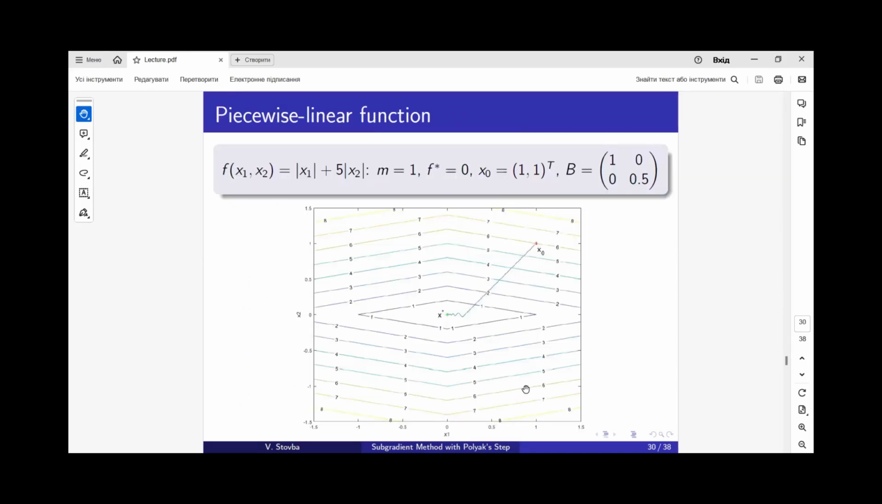Now take a look at the results of computational experiments with the same functions. Here we have a piecewise linear function, but for the method with transformed space. The space transformation here is defined by this matrix B. And as you see, the trajectory of this method converges much faster than method A for the same function, considering that the contour lines of the function x1 plus 5 abs of x2 are stretched as well.